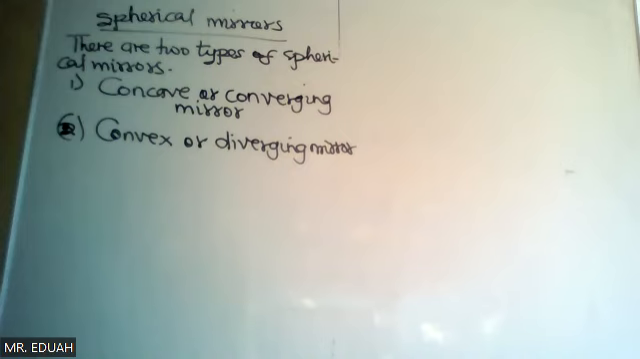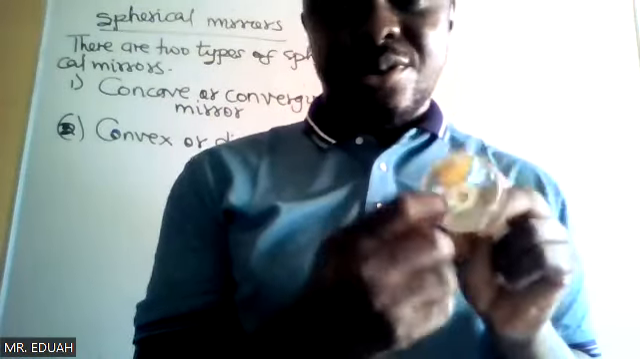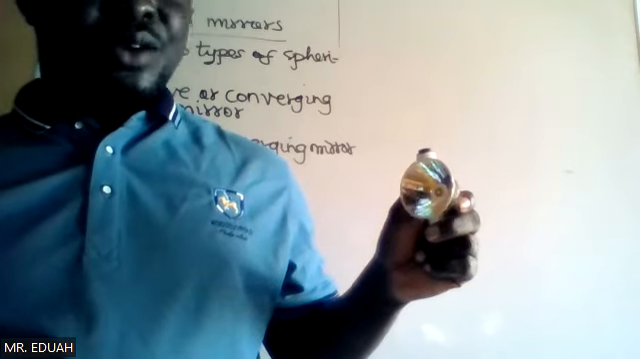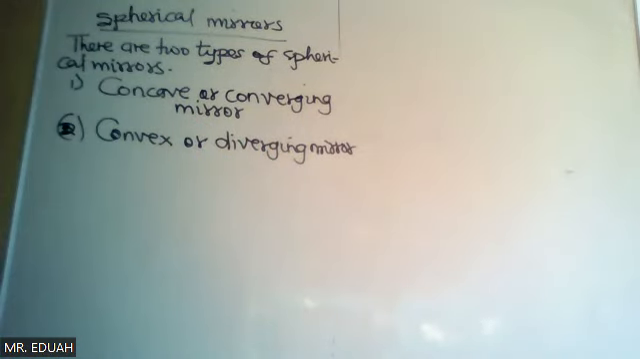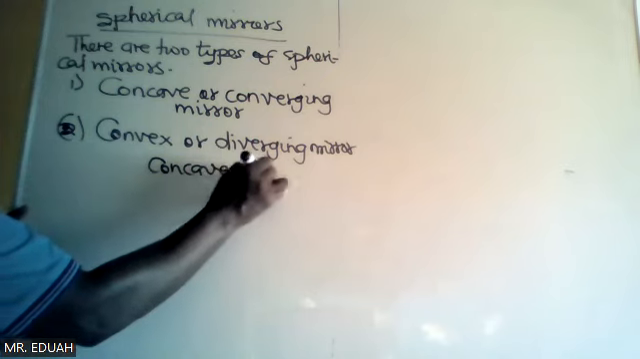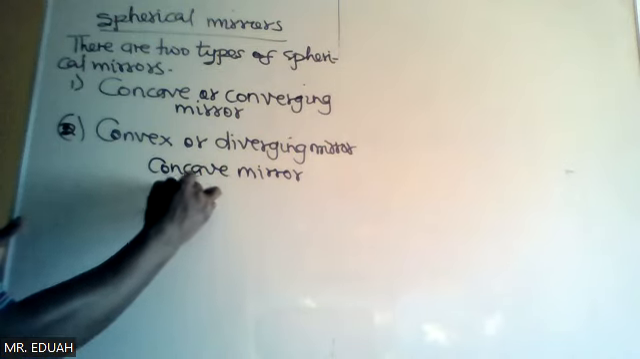For concave mirror, how does it look like? Let me show you an application of the reflecting surface in torchlights. You know, this is a mirror. This thing you see in torchlight is the reflector within torchlights. It's a mirror. Now, for concave mirror, the reflecting surface curves inwardly. So we have this shape.